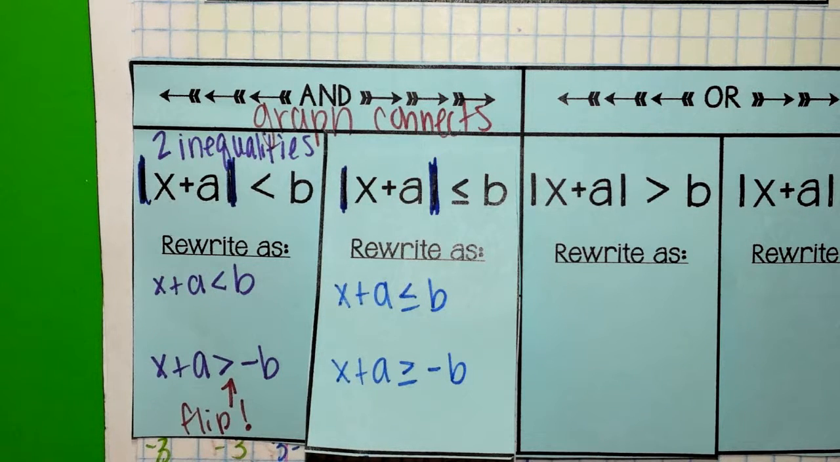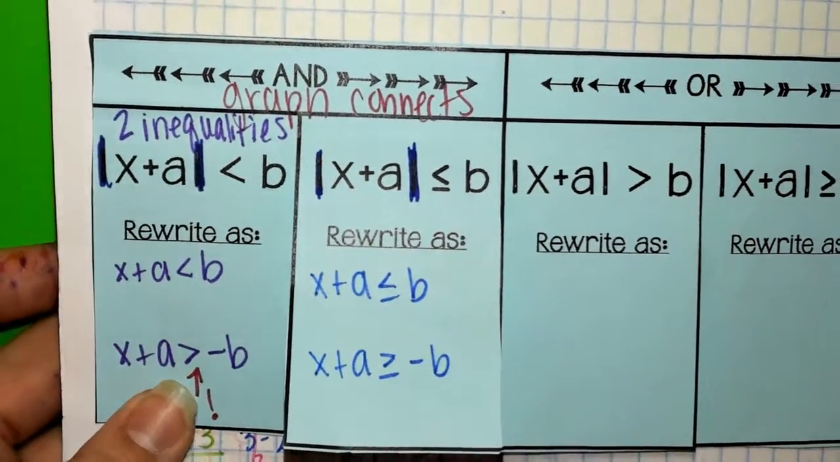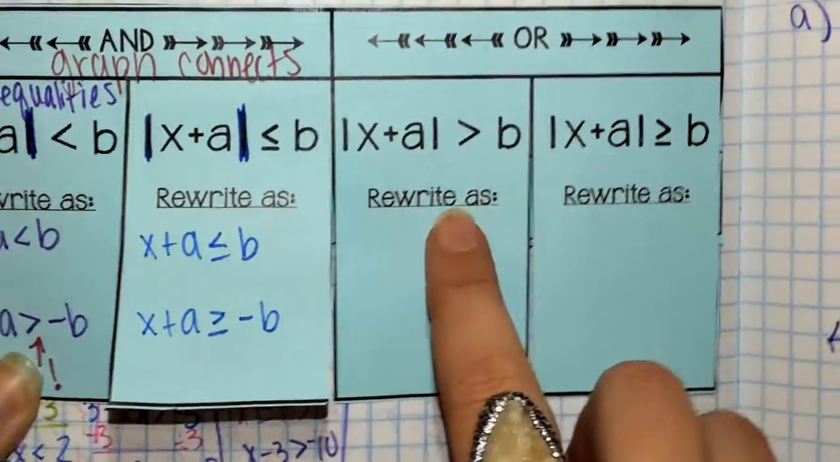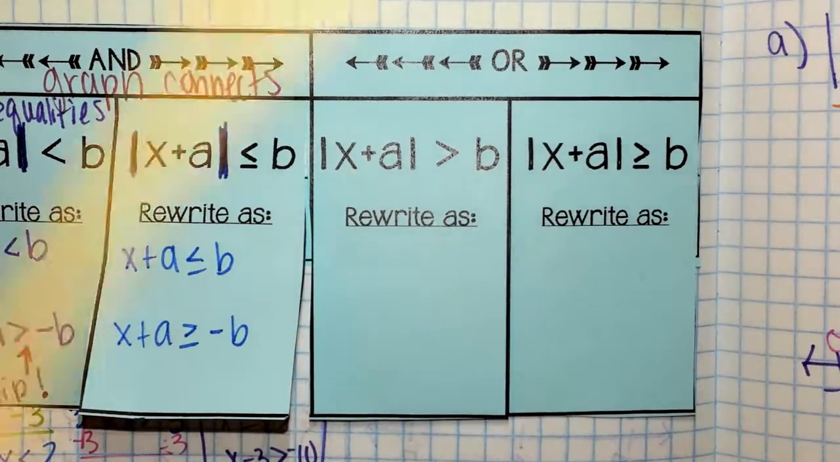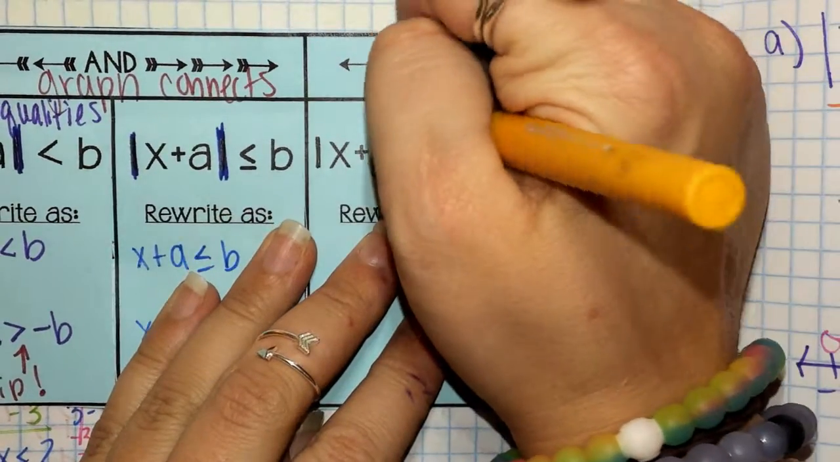So is or going to connect or go opposite ways? Opposite ways. One person can answer. Yeah, pretty much. Alright, so let's talk about this first one. The graphs are going to go opposite ways.